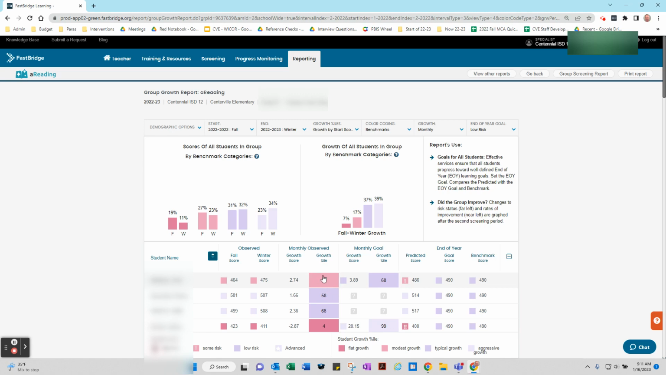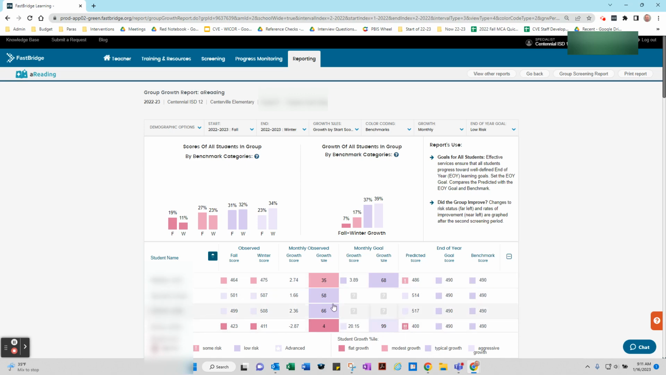What does the color mean? When it comes to growth, down here, there's another set of colors that coincide with the particular score. Dark pink means flat growth. Light pink means modest growth.